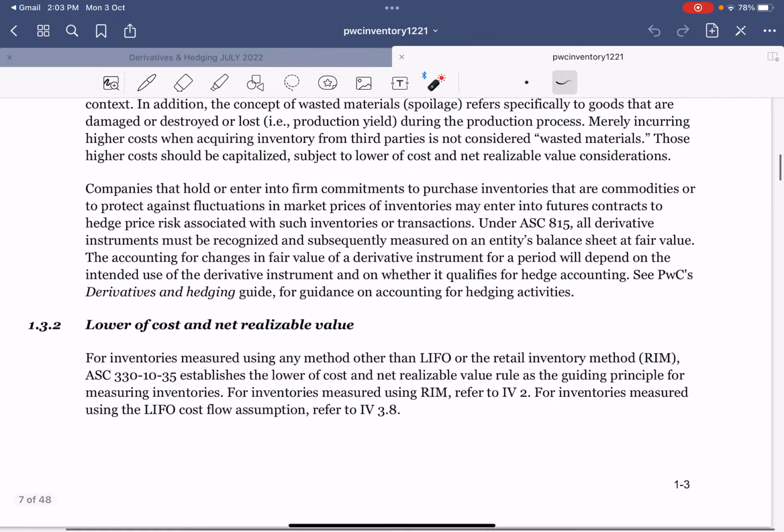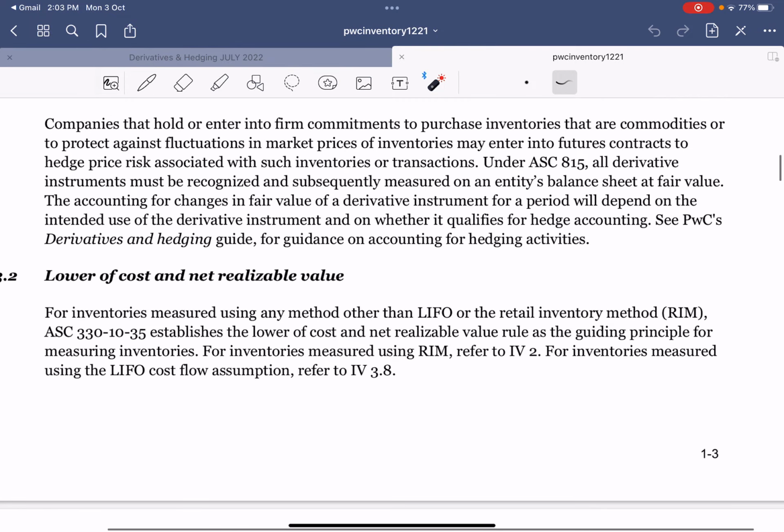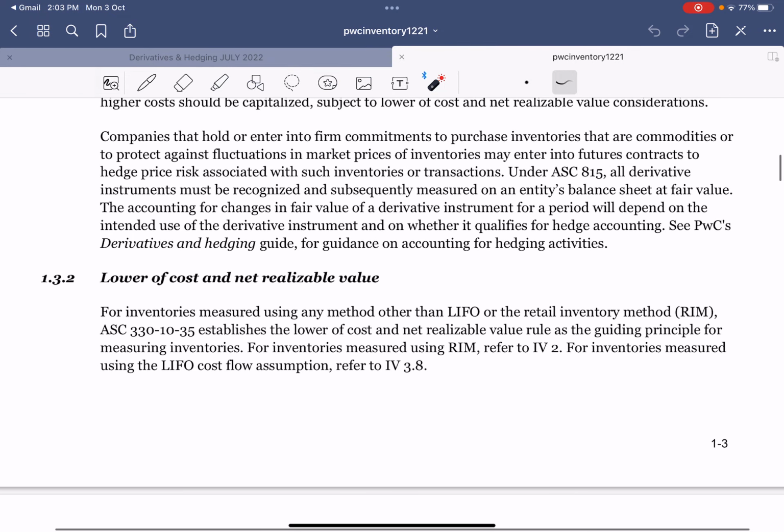Companies that hold or enter into firm commitments to purchase inventory that are commodities, or to protect against fluctuation in market price of inventory, may enter into a futures contract to hedge price risk associated with such inventory.